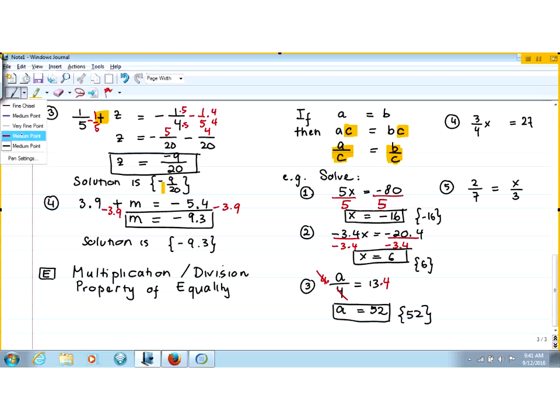Okay. So good. Now, how about number 4? What would you do? Multiply by the reciprocal, which is 4/3, both sides. So the 3 and the 3 cancel, the 4 and the 4 cancel. We are left with x. So x is, oh, the 27 and 3 cancels also. So 9 times 4, 36.